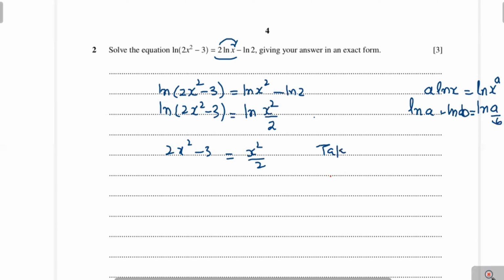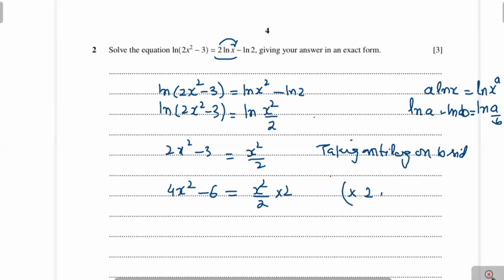You can write, taking anti-log on both sides. We multiply this equation by 2, we get 4x² minus 6 equal to x² over 2 multiplied by 2. Multiply by 2 on both sides. Now you see here 2 will be cancelled. That value becomes 4x² minus x² equal to minus 6.